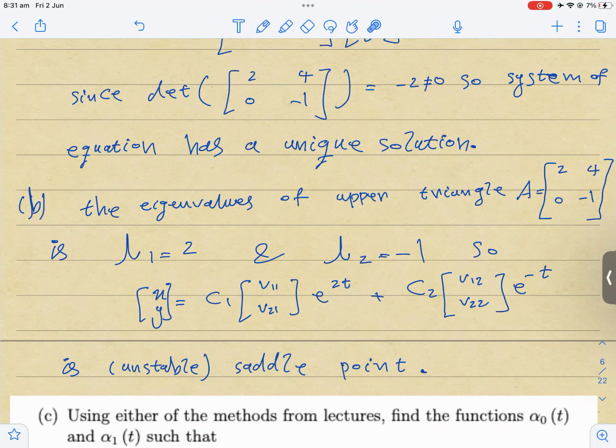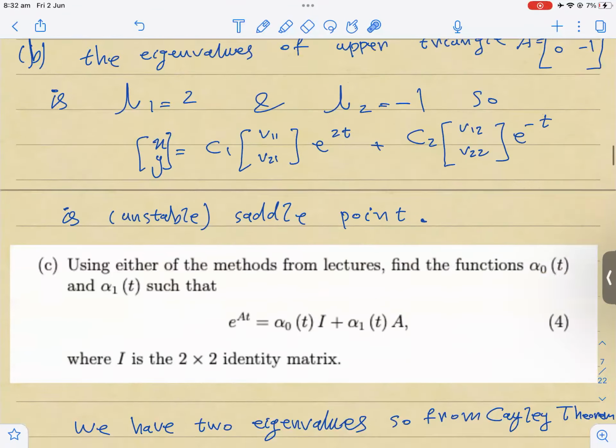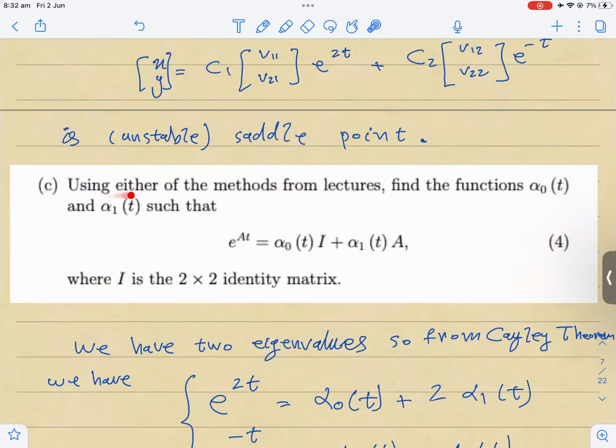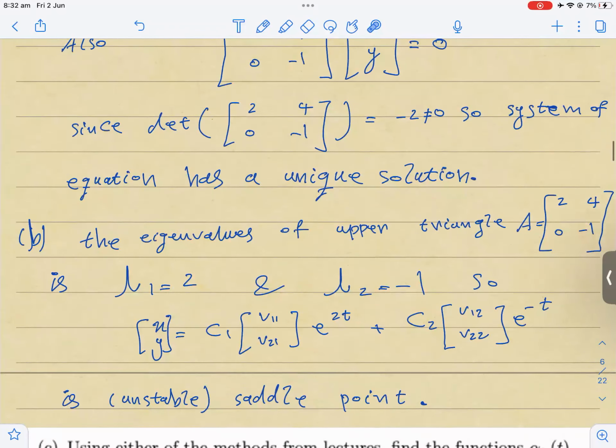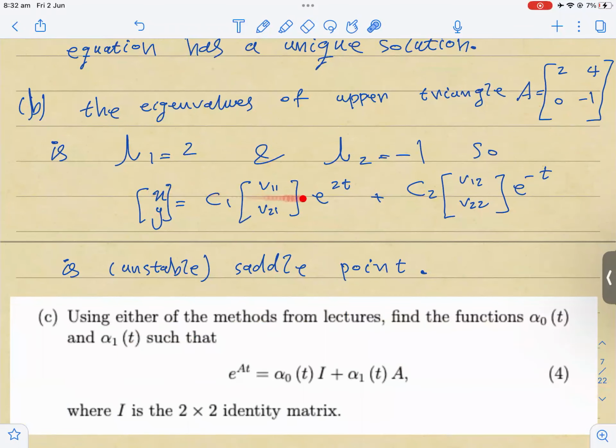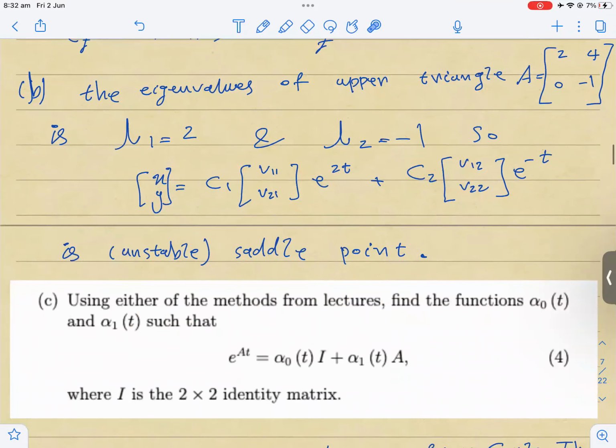Okay, part C. To be able to solve this one, you don't have to write this here. You can see that one of the eigenvalues is positive and one is negative, so it is a saddle. If you want to solve this, it is like x, y. So the eigenvectors of this, and the eigenvectors of this, so you can solve it.